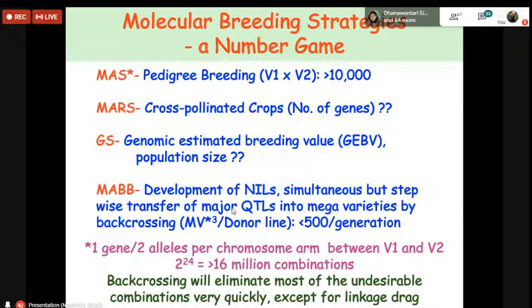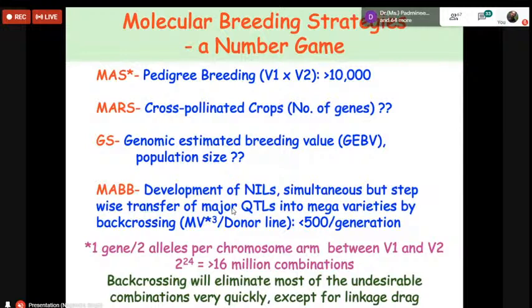So they will recombine frequently in the Mendelian fashion. They will assort independently because there will be at least one recombination. As a result, if these 24 genes are segregating, each with two alleles, that makes 16 million combinations of genes. And only one of those combinations is the original mega variety, this one. So you can see that most of these combinations may be useless.